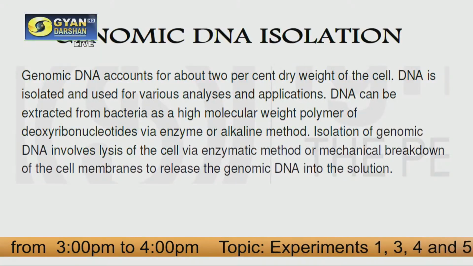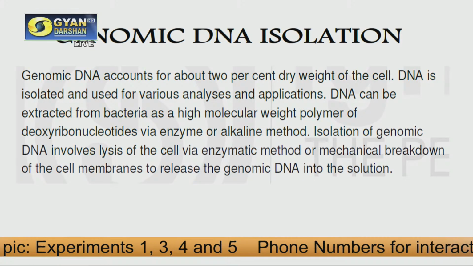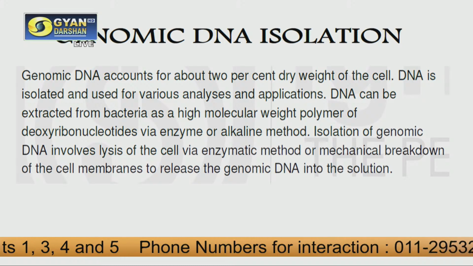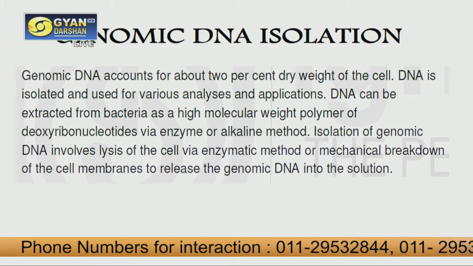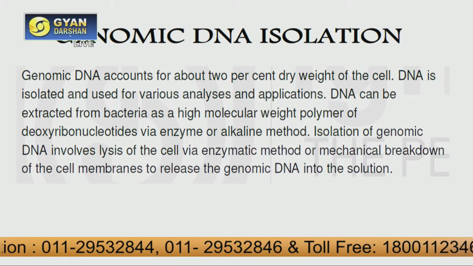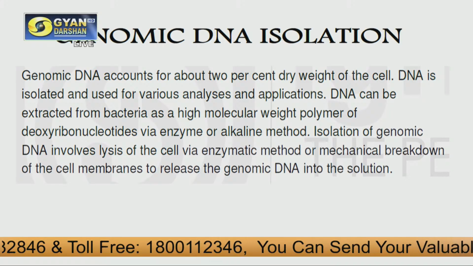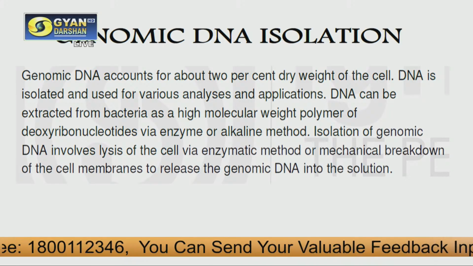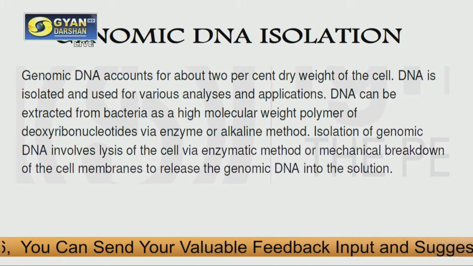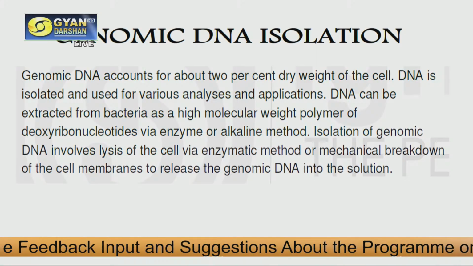So I think it is clear why we need to isolate the genomic DNA. As I said, you can isolate the genomic DNA from bacteria, from plant and animal. Now we will focus our attention on the genomic DNA isolation from bacteria. The DNA can be extracted from bacteria as a high molecular weight polymer of deoxyribonucleotides via enzyme or alkaline method. So which is the method that we are using? We are using the enzyme or the alkaline method.